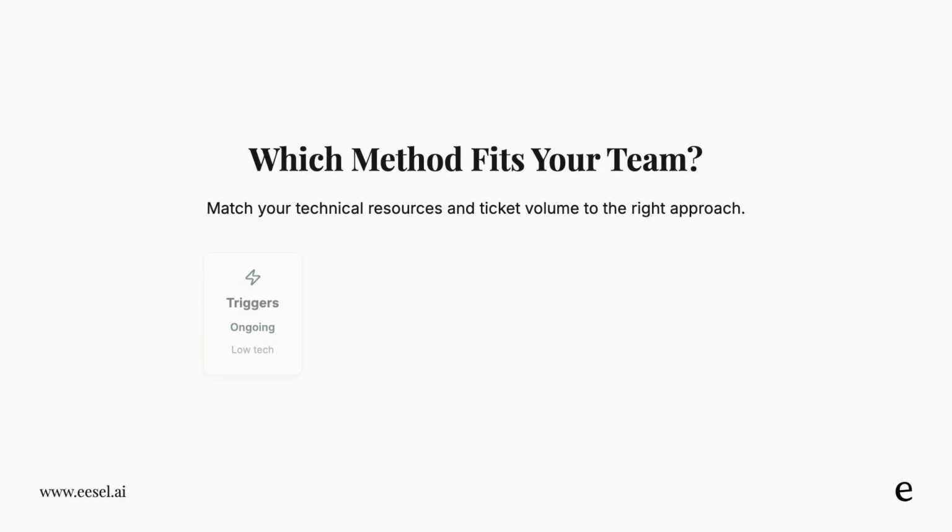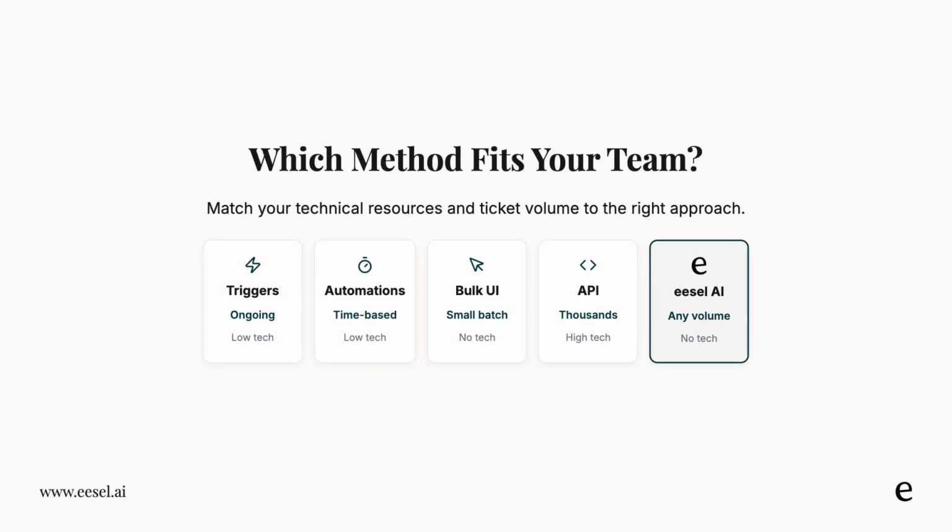So which method fits your team? Triggers for ongoing automation, automations for time-based rules, bulk UI for small batches, the API for thousands of tickets, or eesel AI for intelligent classification at any volume with zero code.